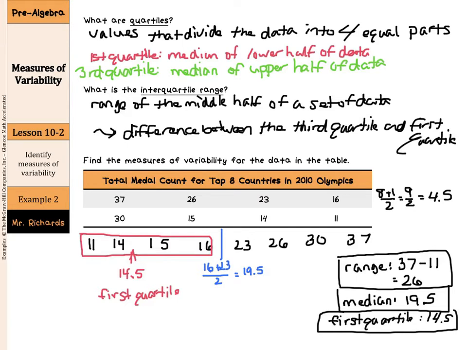Next, for the third quartile, if I look at the upper half of the data, where is my median here? It's going to be between the 26 and the 30. If you add 26 plus 30 and divide by 2, you would get 28. So 28 is the third quartile. And so I can write this out here, third quartile is 28.